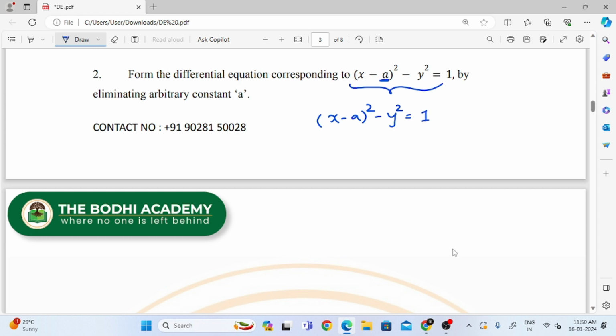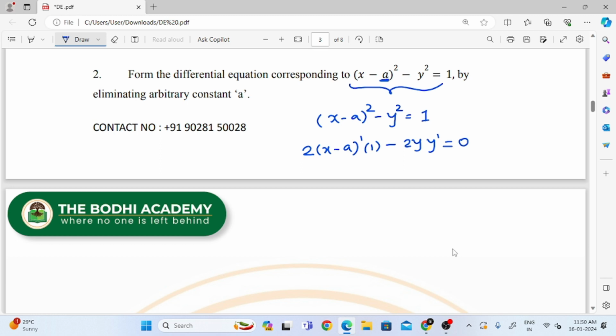So let's take the derivative one time first of all. The derivative of (x minus a) the whole square is 2 times (x minus a) raised to power 1; one power will reduce. Then the derivative of x minus a is 1 only: derivative of x is 1, derivative of minus a is 0. Minus the derivative of y square, that is 2y, and then the derivative of y is y dash, is equal to the derivative of 1, which is 0.